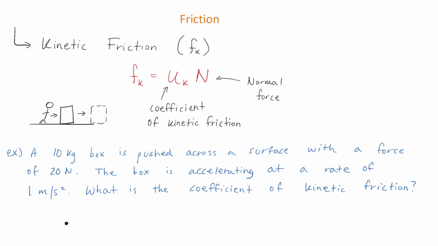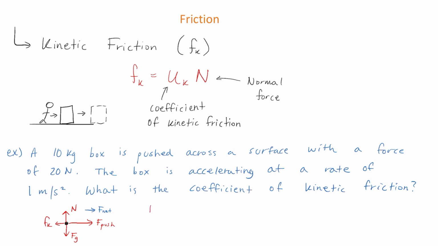The first thing I always do is draw a free body diagram. We know we have the pushing force, and because the box is moving, we have kinetic friction. We also have the force of gravity pushing down on the box, and we have the normal force, which is the surface pushing back up against the box. And F net will be in the same direction as the box's acceleration.